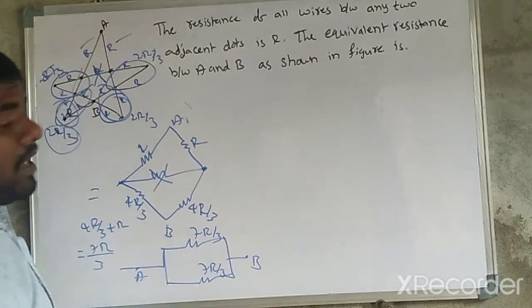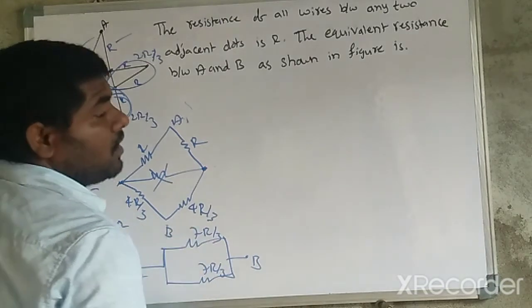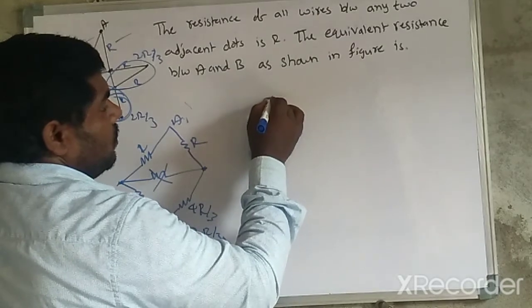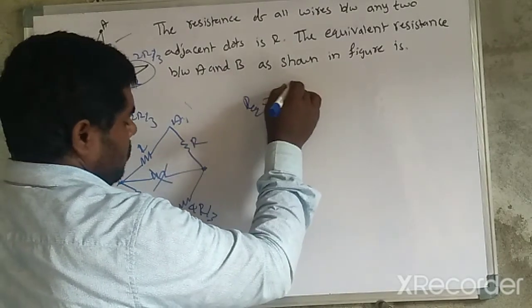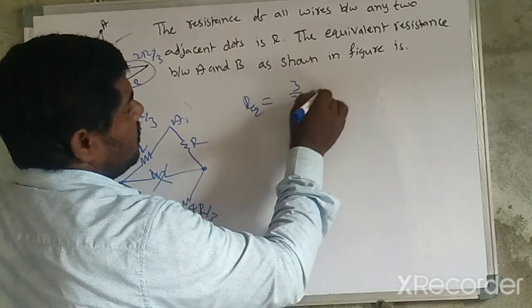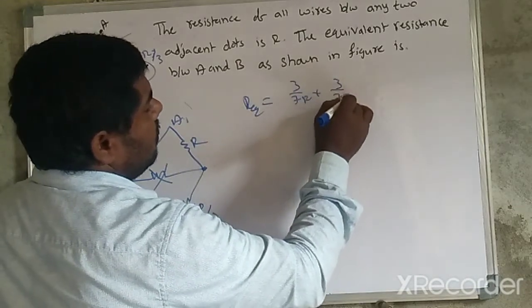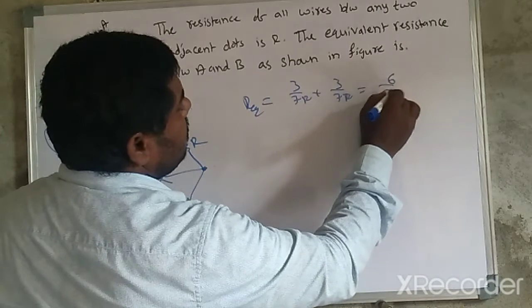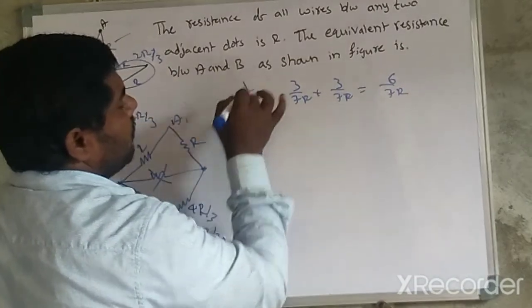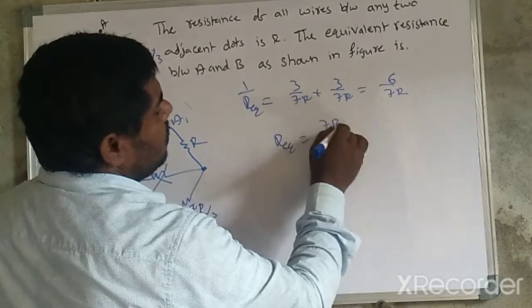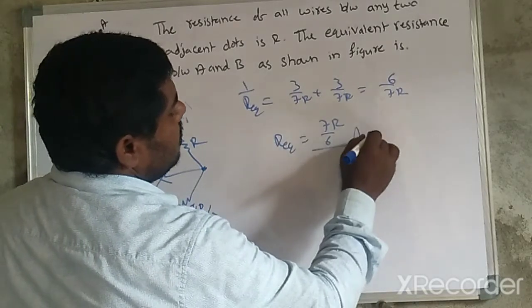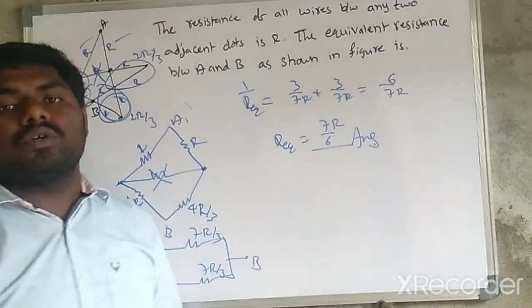Now these two are parallel. When two are in parallel connection, you may write 1 by R equivalent is equal to 3 by 7R plus 3 by 7R, that should be equal to 6 by 7R. Sorry, 1 by R equivalent. So here the R equivalent is equal to 7R by 6. This is the answer to the question.